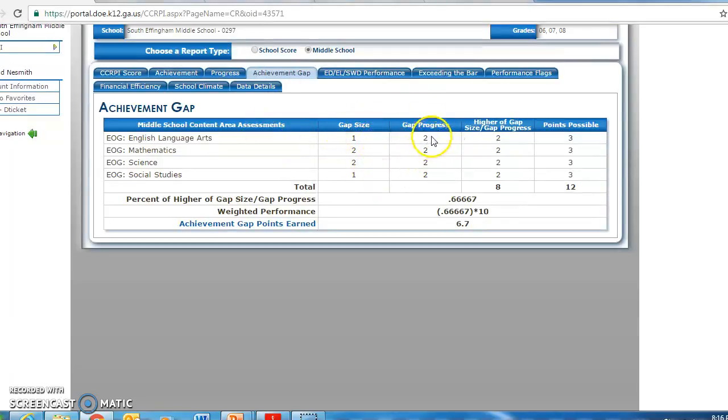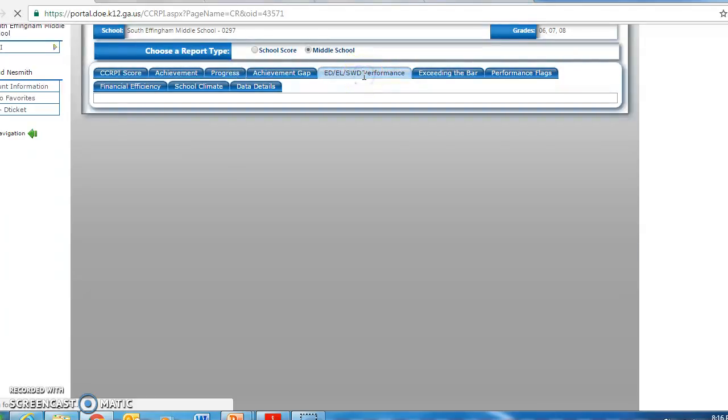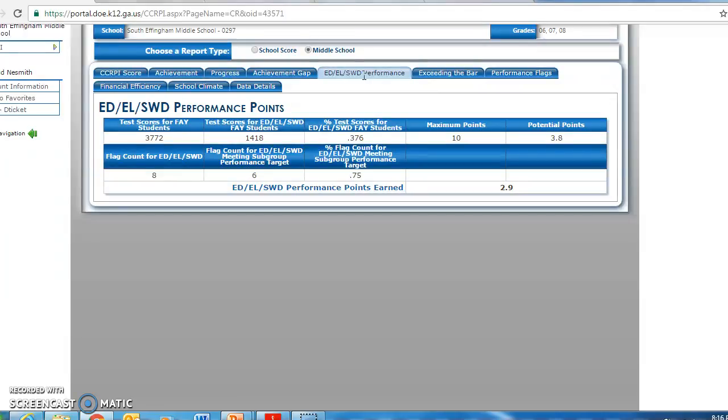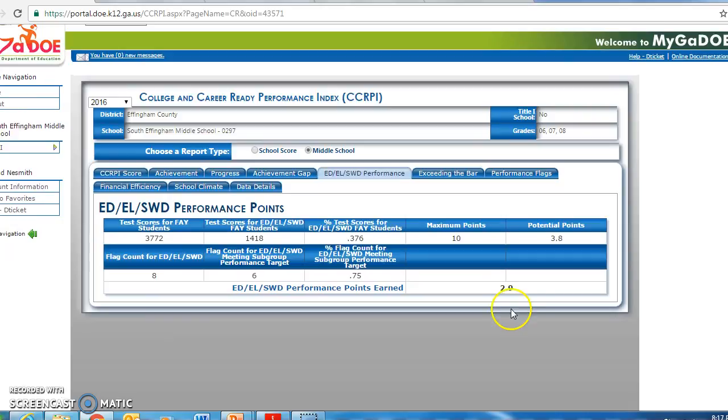This is gap size, this is gap progress, so they take the higher of the two, and that's what we received, and so that's our number of points, and then our possible points. It's much easier to understand than when we look at our students with disability and our economically disadvantaged students, but that's not to say that we can't understand it and see where we need to focus. So I hope that this explanation kind of clears up a little bit of your questions that you had today about how we get about the 2.9 points that we received this year, which is lower than what we had last year, and what we can do to focus on that area of the CCRPI. All right, thanks.